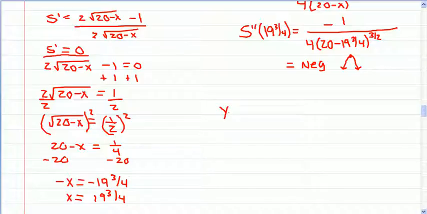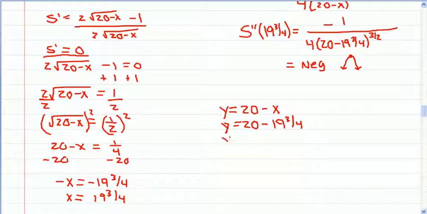So to find y, I know that y is equal to 20 minus x. So 20 minus 19 3/4 is equal to 1/4. So y equals 1/4 and x equals 19 3/4.